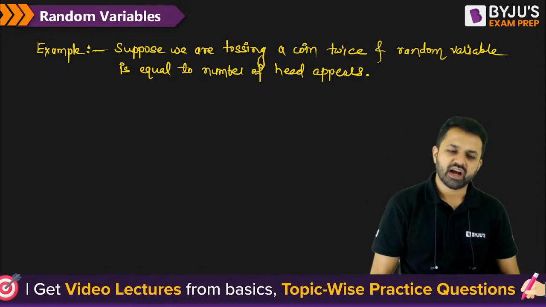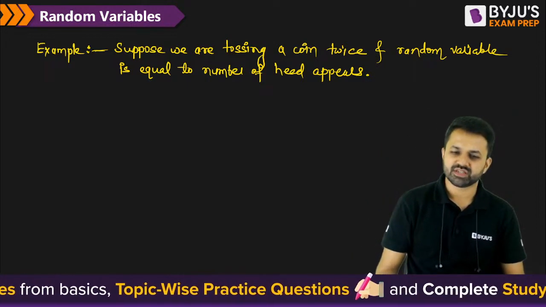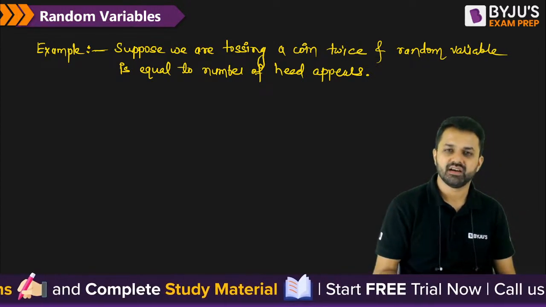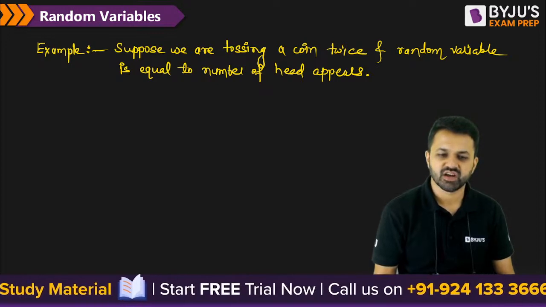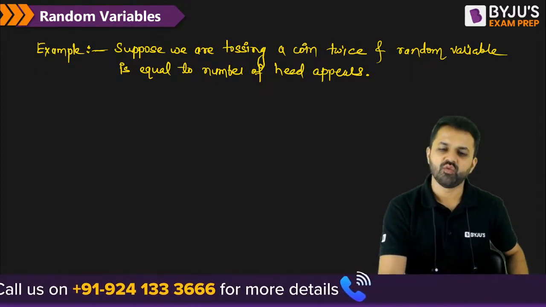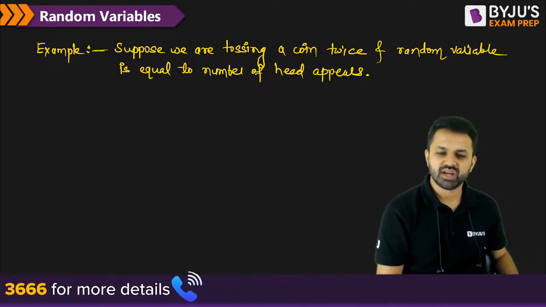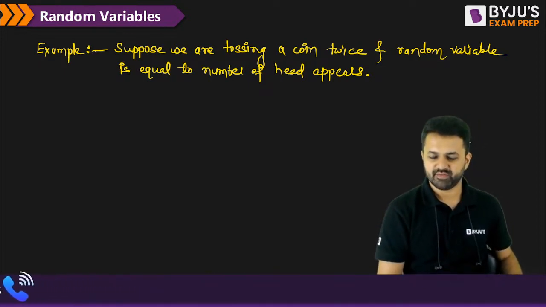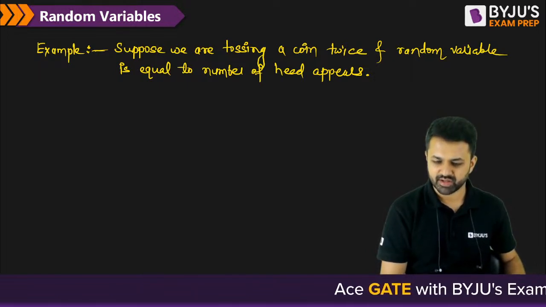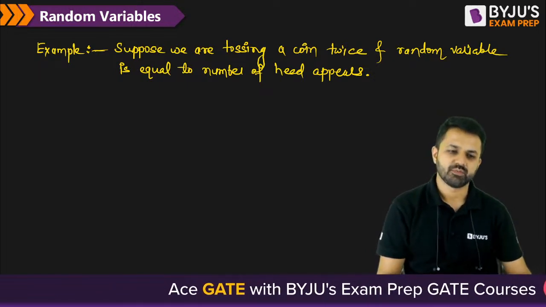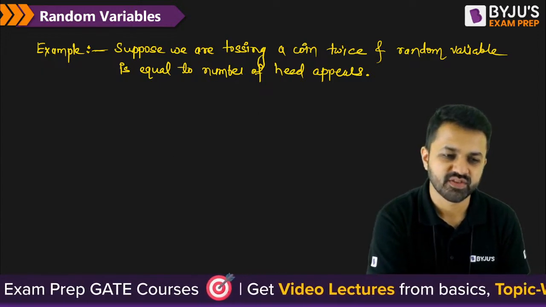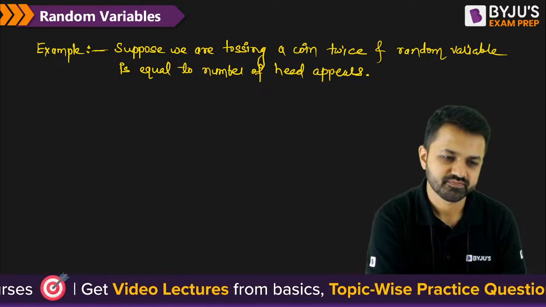Okay, so if I give you one example, let's suppose we are tossing a coin twice and the random variable is defined by the number of heads that appear on the toss. So what will you say? How will you calculate the value of the random variable in this case? Suppose this is an example, then how will you say what the different real numbers are that you get?